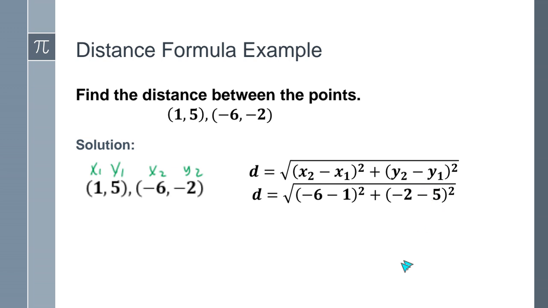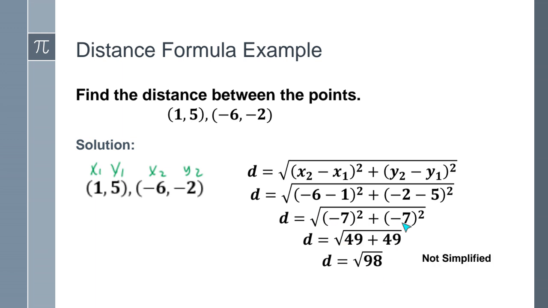So now we're going to simplify. -6 minus 1 is -7. -2 minus 5 is -7. So -7 squared is going to be 49, and -7 squared is 49. So 49 plus 49 is going to be 98.